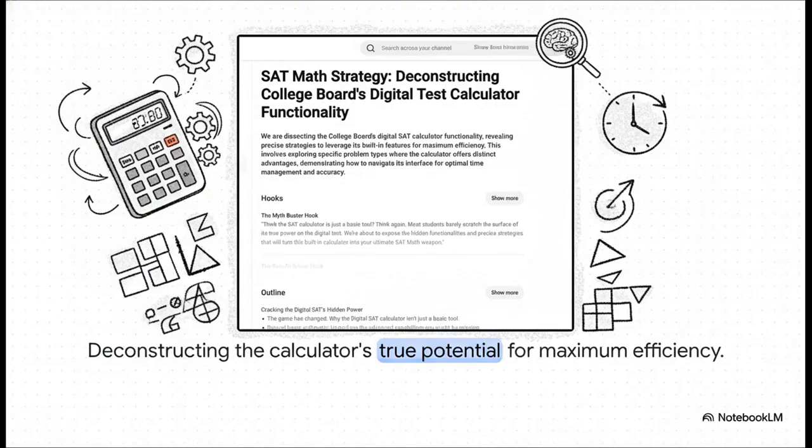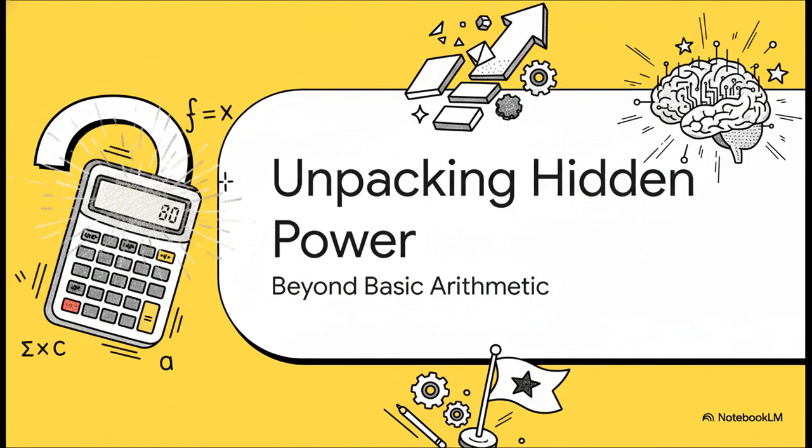So, we're going to deconstruct the College Board's digital calculator to show you precise strategies for maximum efficiency. I mean it. This isn't about simple addition and subtraction. This is about completely changing your entire approach to the math section. So let's unpack that hidden power. We're going way beyond basic arithmetic here to expose the advanced capabilities that most people taking the test completely miss. This is exactly where you're going to gain your edge.